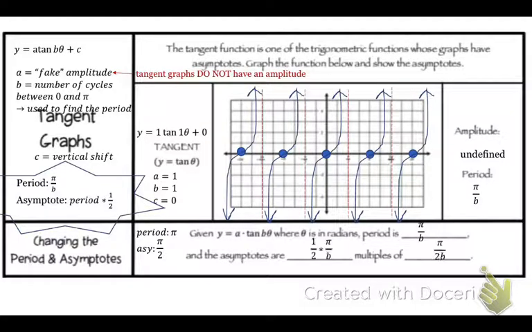So this is all just kind of what we just talked about. So given y equals a tangent b theta, where theta is in radians, the period's pi over b. The asymptote is 1/2 times pi over b, which is multiples of pi over 2b. Okay?